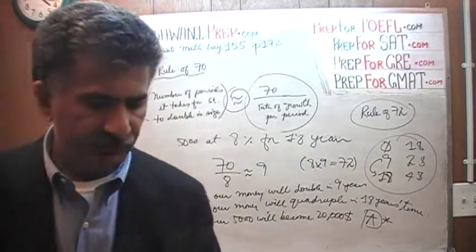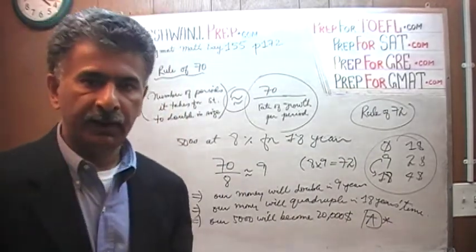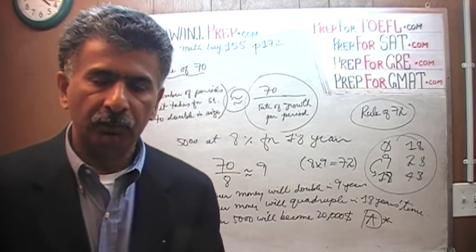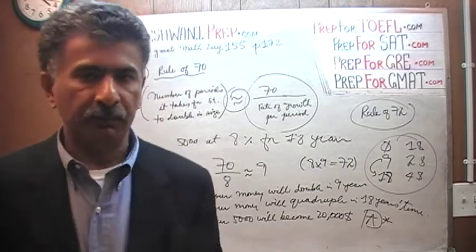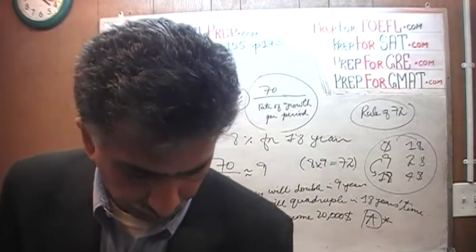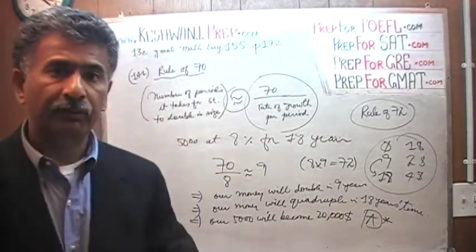Because at the end of 9 years it will double in size. At the end of another 9 years, the doubled amount will double again. And doubling of the doubled amount will become quadruple. That's all. So that is what is known as the rule of 70.